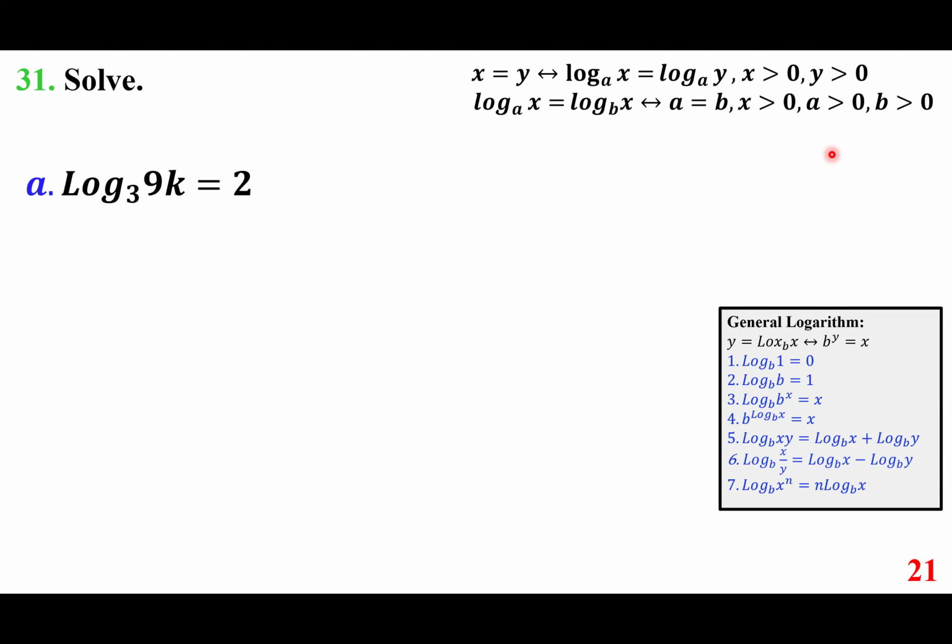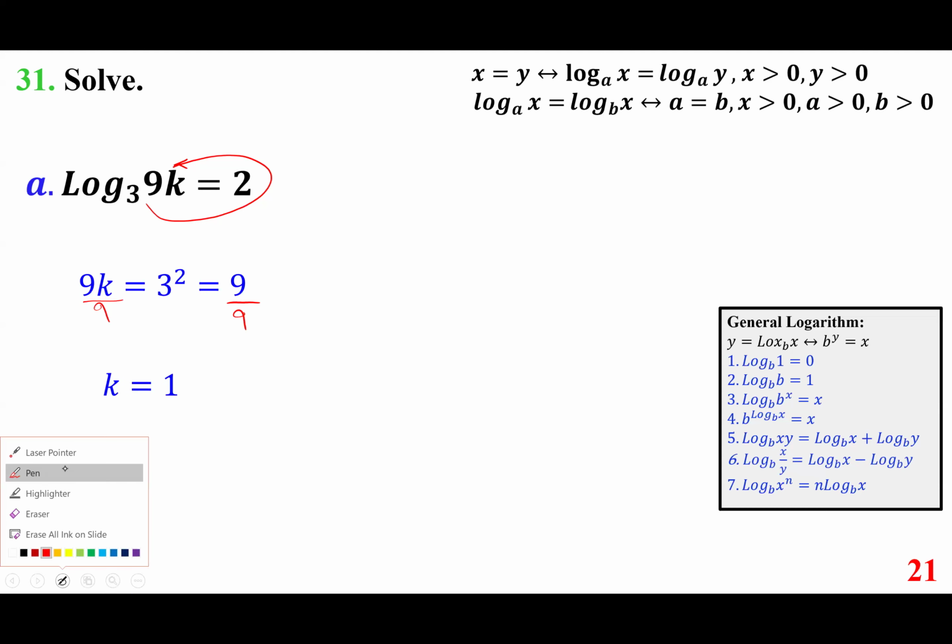So with that being the case, if we stick with that, if you have a log on one side, number on the other, you have to go with the definition of a log. So that means 9k must be 3 squared. And of course, 3 squared is 9. And k becomes 1. And it's important when you have logarithmic equations, you check, make sure none of the arguments become negative.